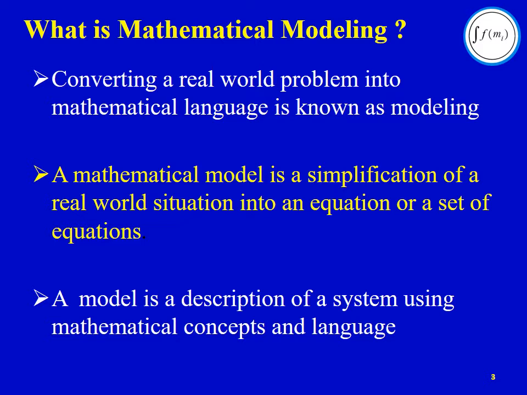We observe real world problems. Now what do we do? We convert that real world problem into mathematical language. It is known as modeling. On the other hand, it's a simplification of the real world situation into an equation or set of equations. Also, a model is a description of a system using mathematical concepts and language.